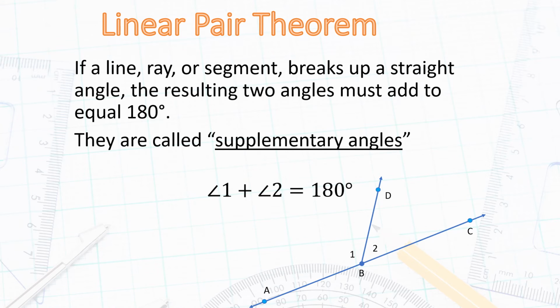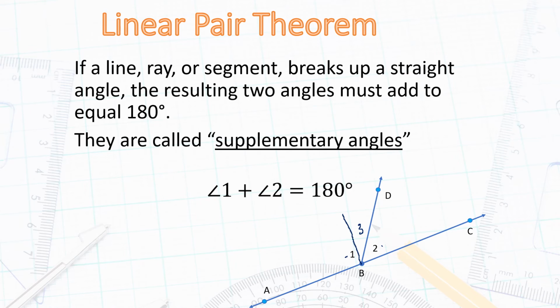And this is what we call the linear pair theorem. So if you have adjacent angles on a straight angle, then the adjacent angles would be supplementary. And it doesn't have to just be two angles. We could have said, let's divide this up and put a third angle in here, then 1 plus 2 plus 3 would all be 180 as well.